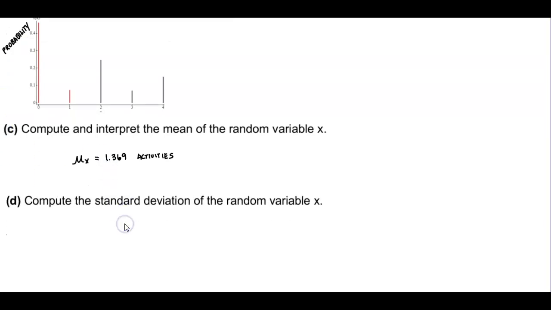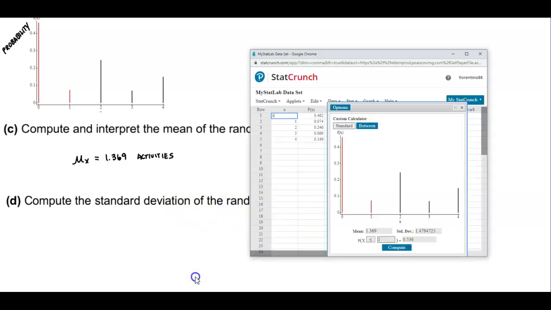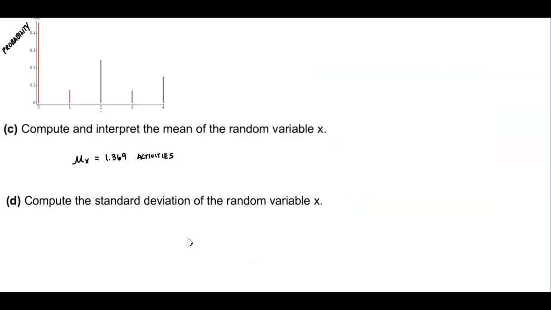Then we want to compute the standard deviation of the random variable x, and again we use the graph, where there is the standard deviation. We're going to round that to 1 decimal place. You can see it says 1.479, so the standard deviation is 1.5 activities.